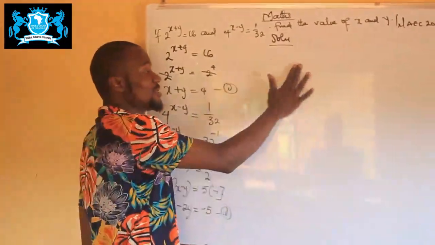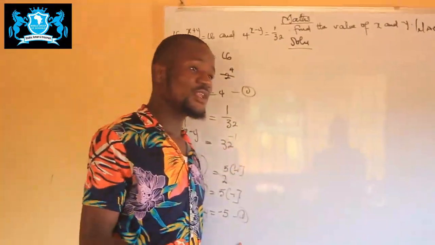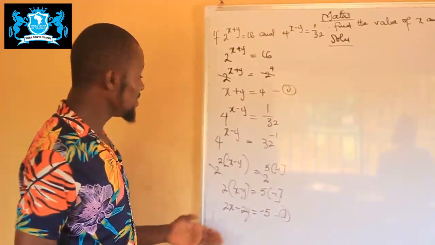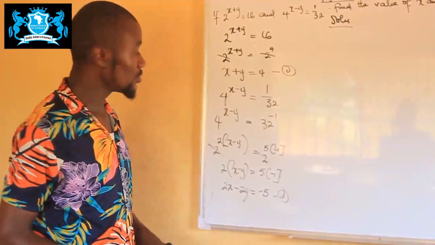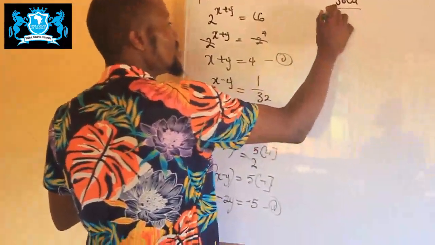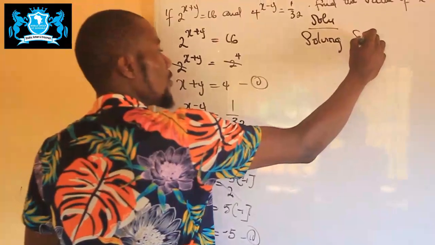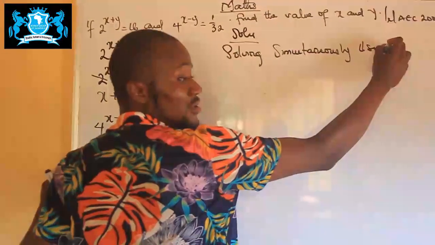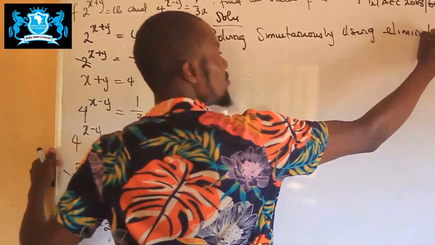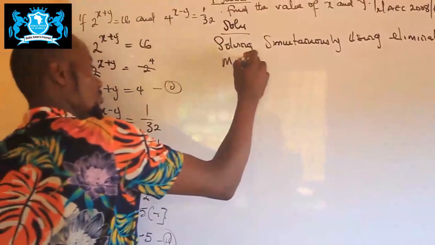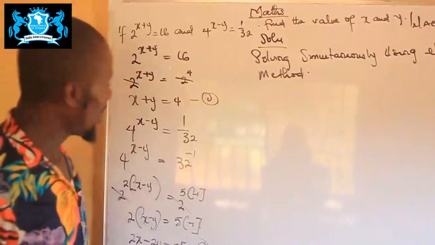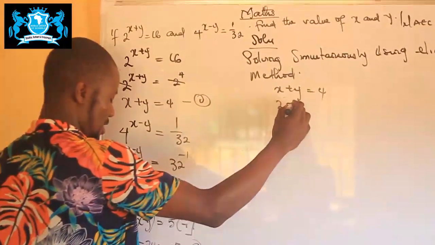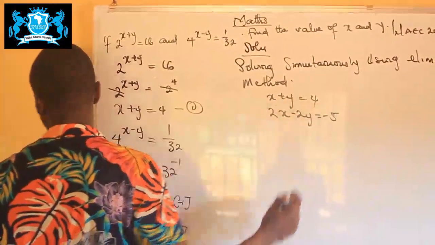Now, in solving simultaneous linear equations, we have 3 methods. We have the elimination method, we have the substitution method, and we have the graphical method. Now, the easiest one to use here is the elimination method. Now, we have to say solving simultaneously using elimination method. Now, we have that x plus y is equals to 4 and 2x minus 2y is equals to minus 5.